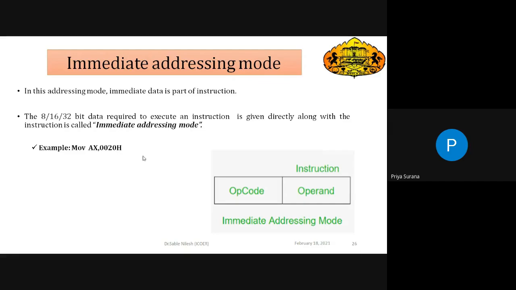One more thing, here data is available in the instruction. If I modify this instruction as MOV AX, BX, at that time this instruction will fall under register addressing mode instead of immediate addressing mode. Getting my point? If the instruction is MOV AX, 0020h, and instead of that I write MOV AX, BX, this instruction will change from immediate addressing mode to register addressing mode. So here also the syntax is given, opcode operand, that is nothing but immediate addressing mode. Okay.